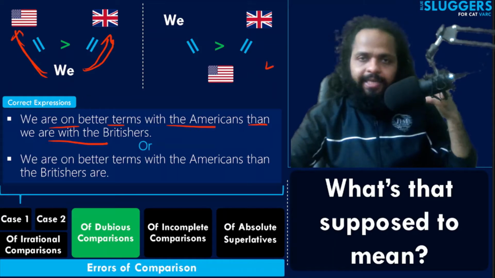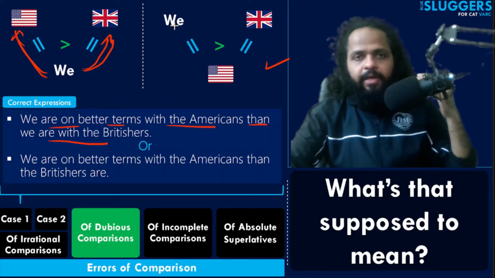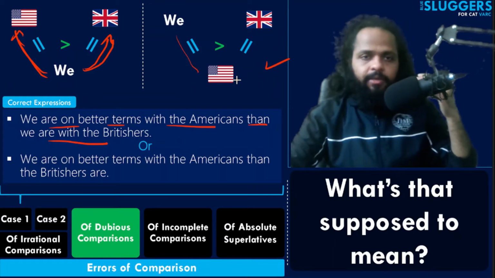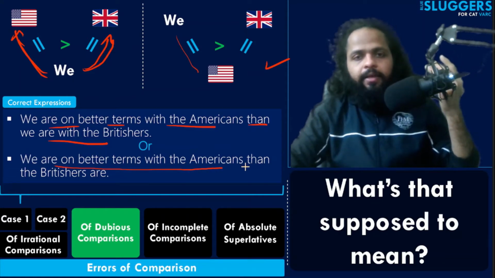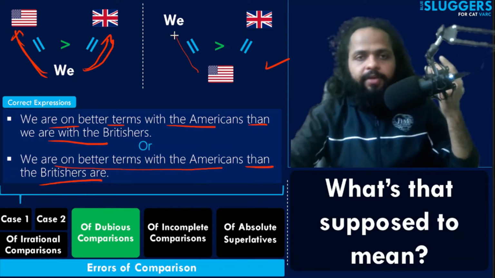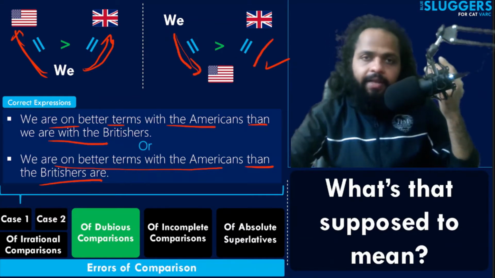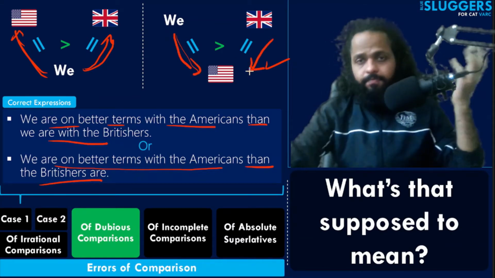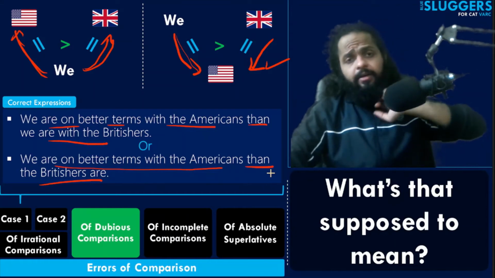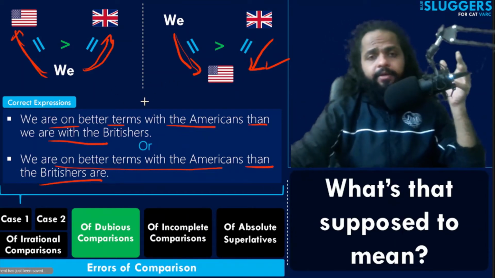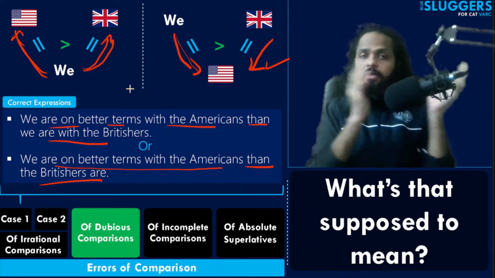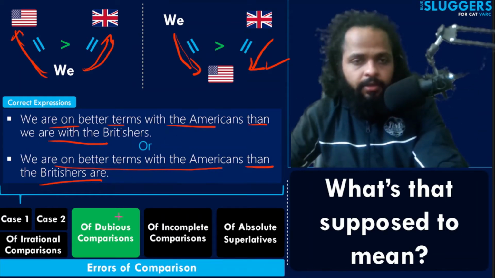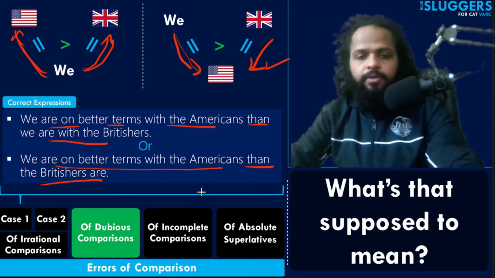Or if you want to convey the second meaning, right, that we are on better terms with the Americans than the Britishers are with the Americans, then in that case you can write we are on better terms with the Americans than the Britishers are. So that could help resolve the error, right? Depending on what meaning you want to convey, you will construct the sentence accordingly. Okay, so that's about dubious comparisons. Let's go to the next one.